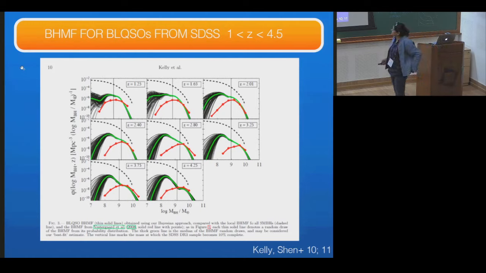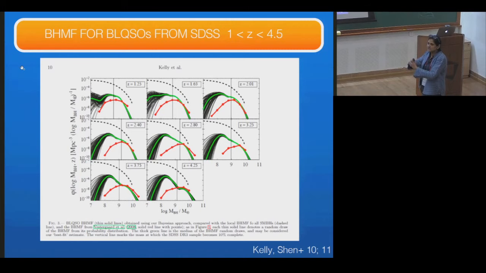The other kind of data we have is from SDSS. These are broad-line quasars from a redshift of 1 to 4.5. What you see here is the derived black hole mass function, derived from the luminosity function, making assumptions about the Eddington ratio and whether they are Eddington limited or not. This is very nice work, but this is something we have to match.